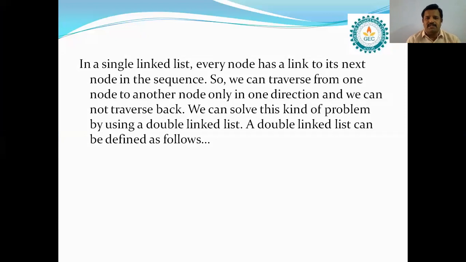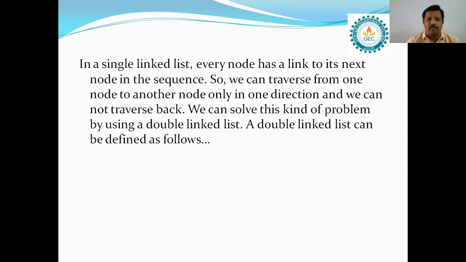In single linked list, every node has a link to its next node in the sequence. So we can traverse from one node to another only in one direction. That means we can move from the starting node to the ending node, but we cannot come back from the ending node to the starting node, because every node has the address of its next node only, and does not have the address of its previous node. So we can traverse in only one direction, and we cannot traverse back in case of single linked list.